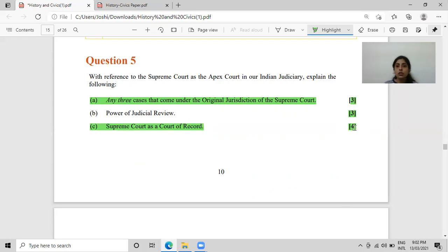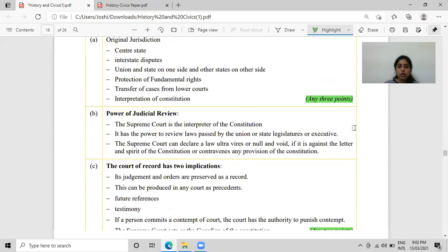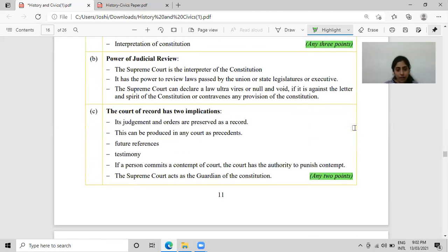We have already discussed the 3 marks long answers where we saw the 3 points mentioned for the correct points. Now going to the C question of question number 5, that is the court of record. The court of record has 2 implications. Number 1, its judgments and orders are preserved as a record. Number 2, this can be produced in any court as precedents. Number 3, it is used for future references. Number 4, it is used as a testimony.